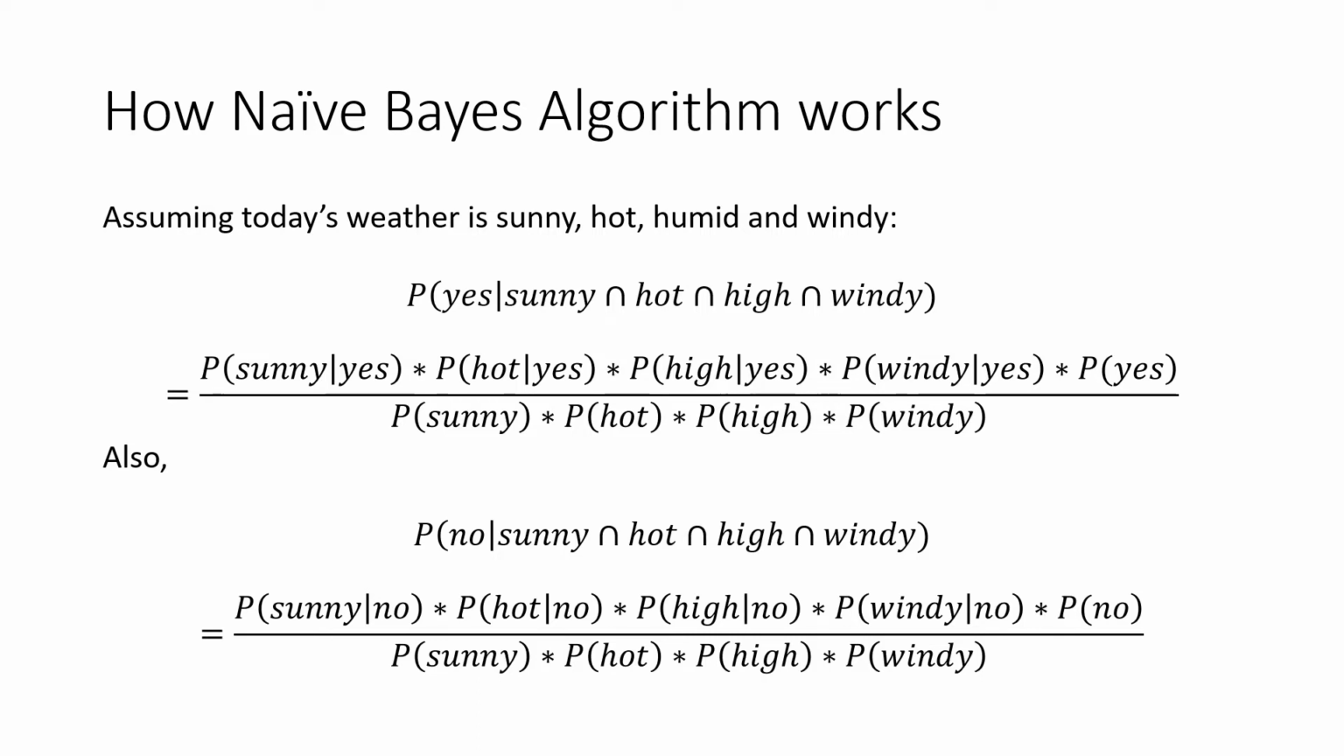So substituting the equation in the previous slide, assuming today's weather is sunny, hot, the humidity is high, and it's windy, the probability that the output is yes, given that it's sunny, it's hot, the humidity is high, and it's windy, will be equal to the probability that it's sunny given that the output is yes multiplied by the probability that it's hot given that the output is yes multiplied by the probability that the humidity is high given that the output is yes multiplied by the probability that it's windy given that the output is yes, then multiplied by the probability that the output is yes, divided by the probability that it's sunny multiplied by the probability that it's hot multiplied by the probability that the humidity is high, then multiplied by the probability that it's windy. So this can also be applied to this second class, no.